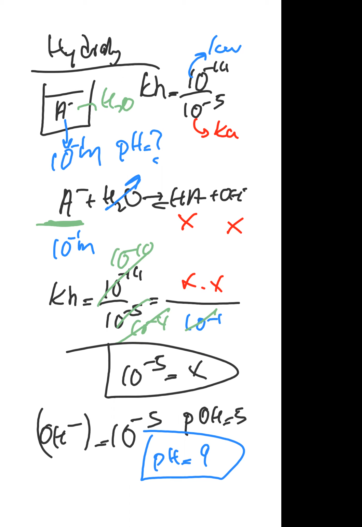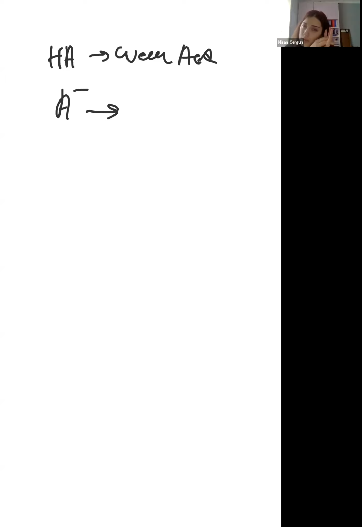Okay then, let's make further calculations for hydrolysis. Did you get the idea? Maybe the simplest form is this one. If this one is a weak acid, the A minus will be what? What type of ion is it? A weak base. Yes. Not weak, it's a base.